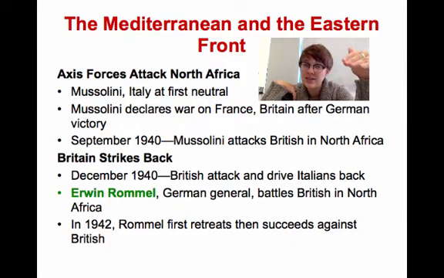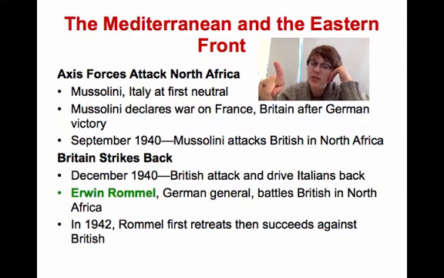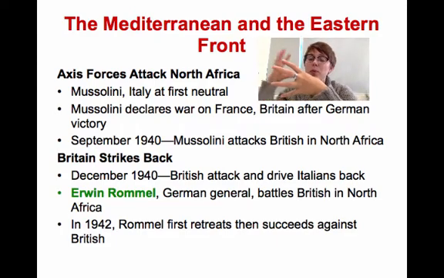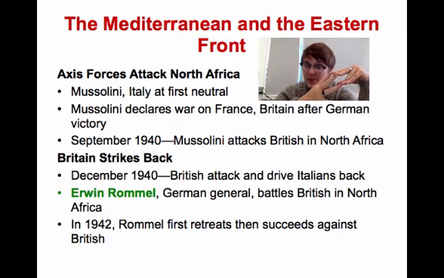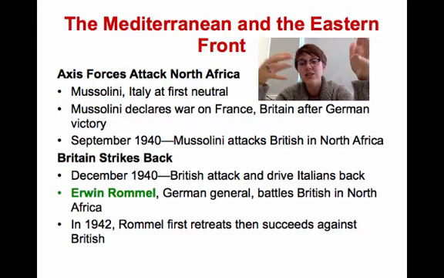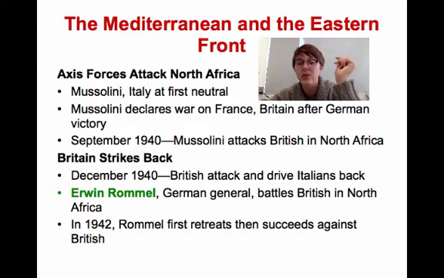But the Germans come into play in Northern Africa, and specifically one German general named Erwin Rommel. Erwin Rommel is able to battle against the British, and he starts to win. The British battle back with him and push him back to where he was. But 2 years later, Rommel regroups all his troops. He thinks about how to attack, and he attacks again. And the third time he attacks, he succeeds.